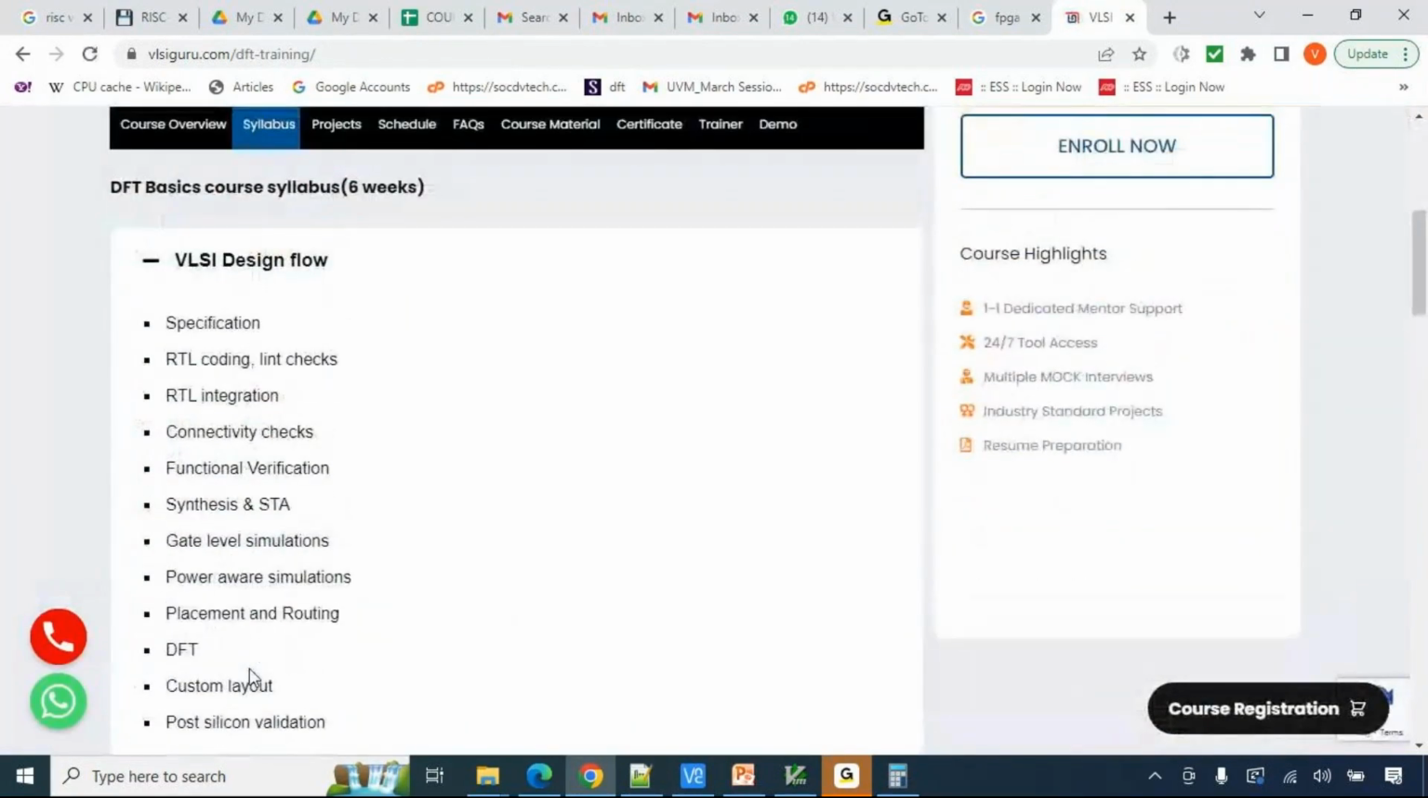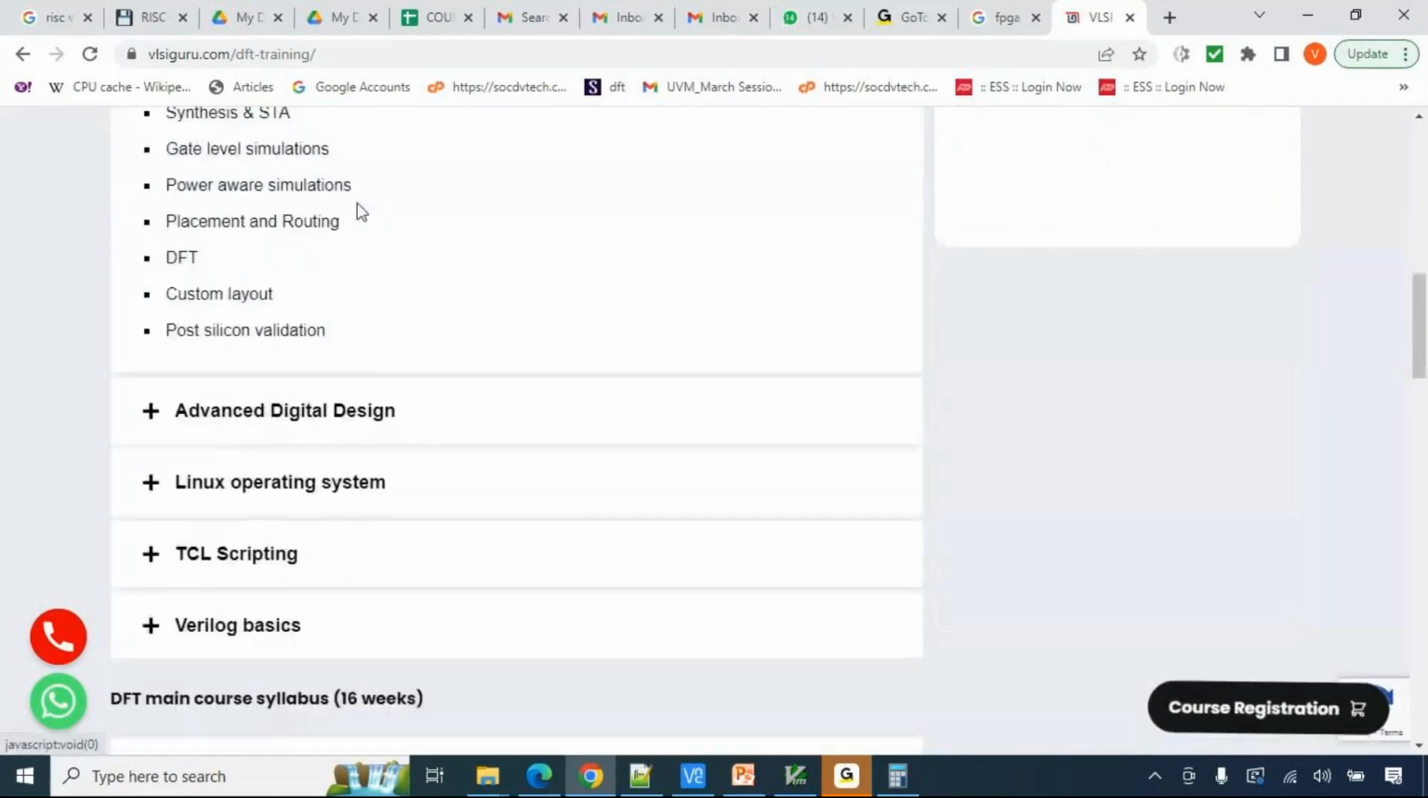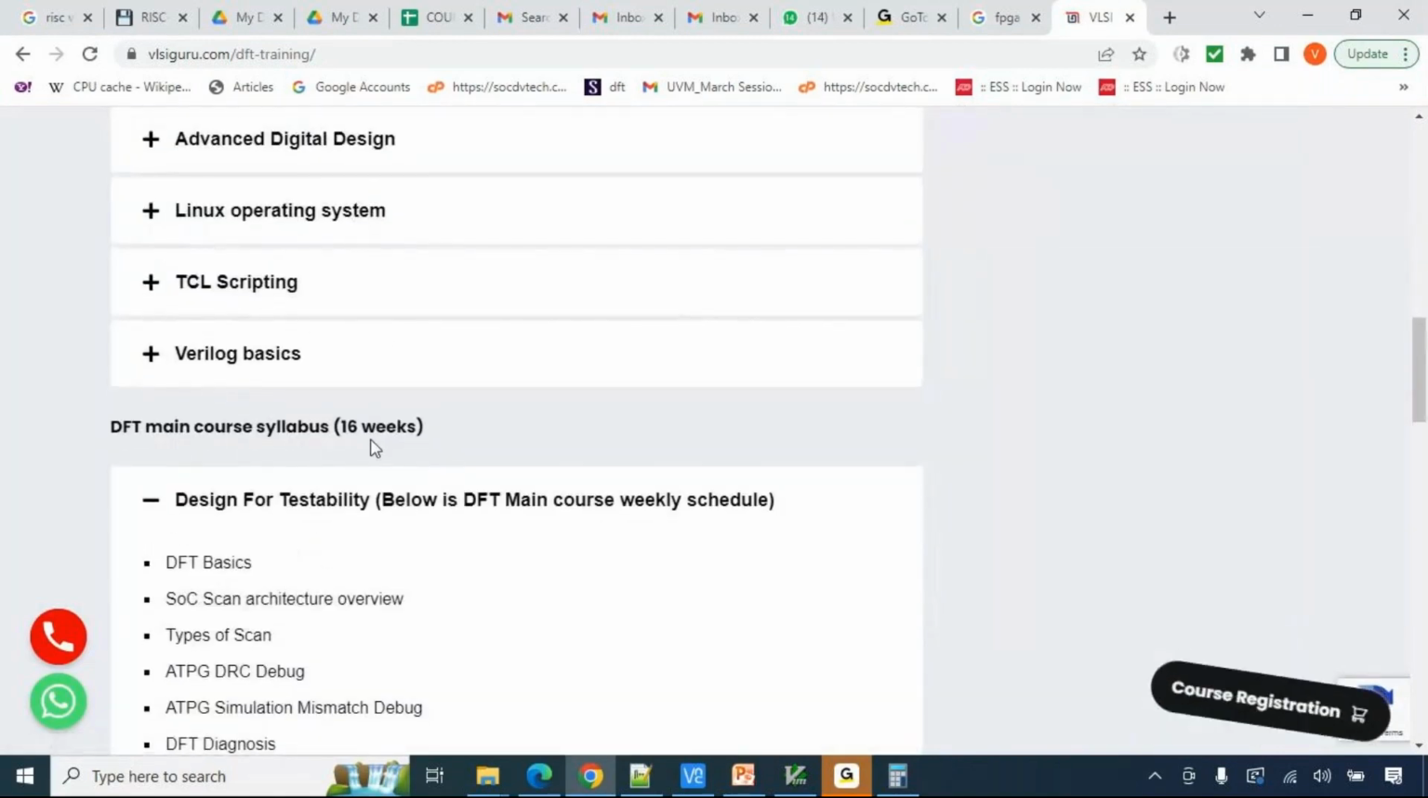What do we do in the initial 6 weeks? In the advanced 16 weeks. DFT won't be such a long course. DFT will be finished in 24 weeks maximum. Okay. 6 months, that is. Okay. That will cover everything.